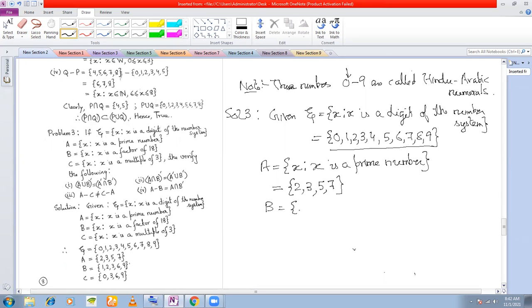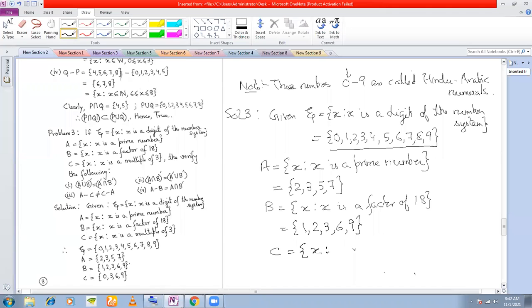B: x is a factor of 18. So what are the factors of 18 here? 1 is a factor, definitely. 1, 2, 3 is a factor, 6 is a factor, and 9 is a factor. Right? And next, C. Sir, can we write 18 also? We will not write 18 also.